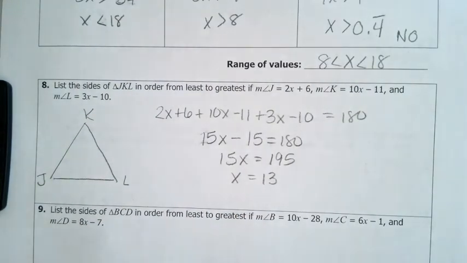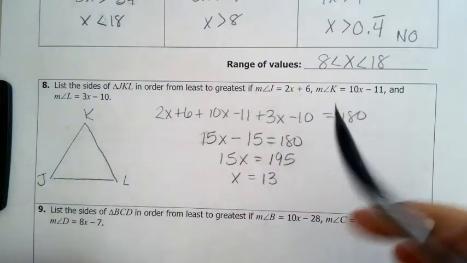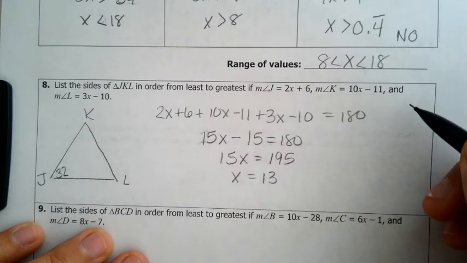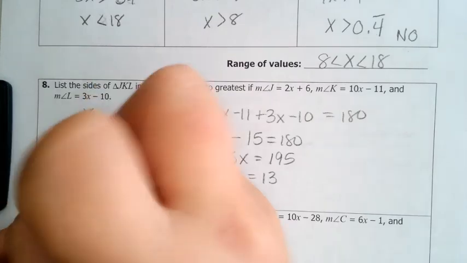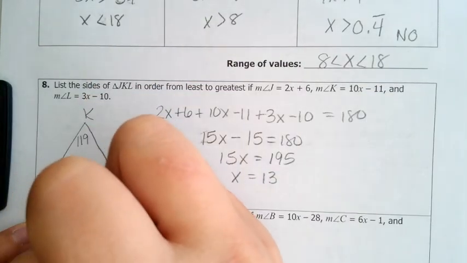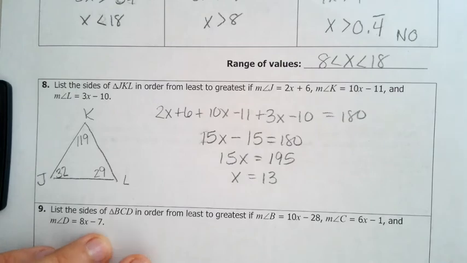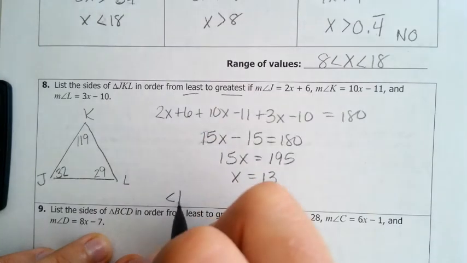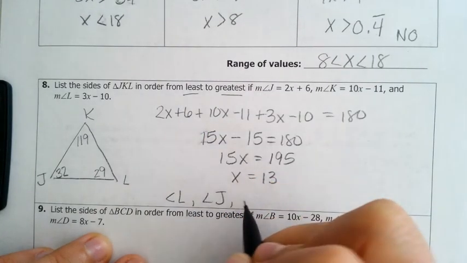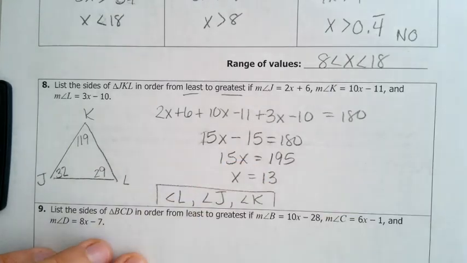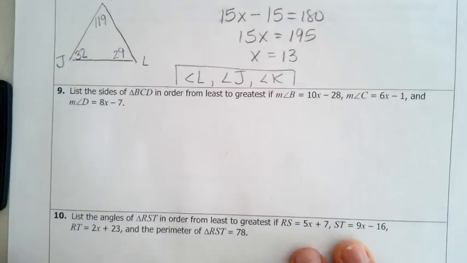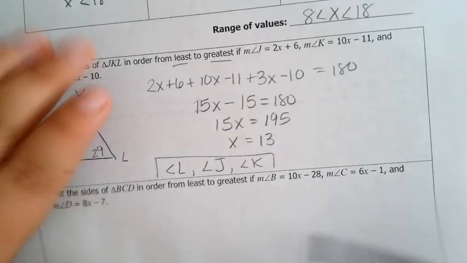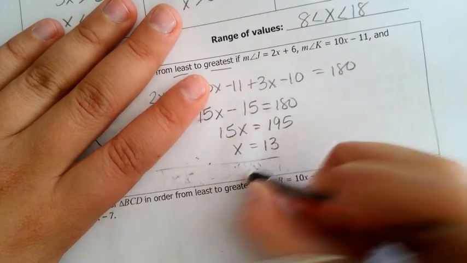So if we plug in, we get 26 plus 6 is 32. 130 minus 11 is 119. And 13 times 3 minus 10 is 29. Okay, so now we have to list these from least to greatest. So we have angle L, angle J, and angle K as our answer. So this one's, oh, I'm sorry, we have to list the sides. Not the angles. My bad.